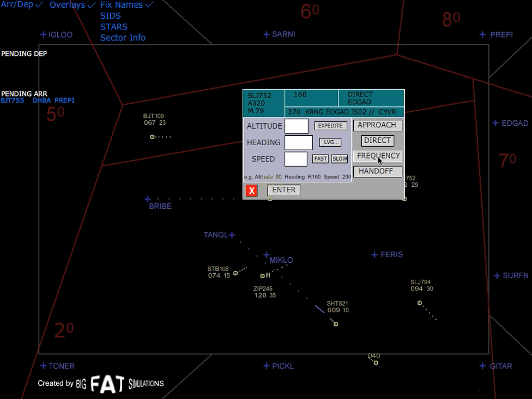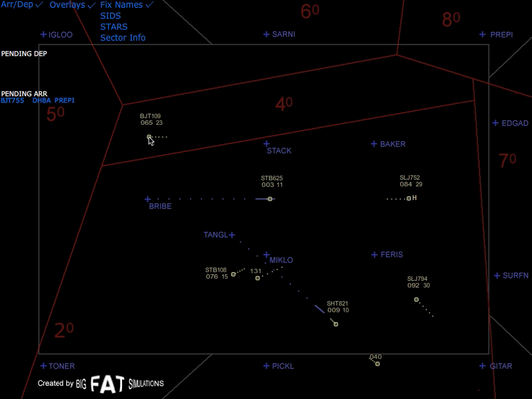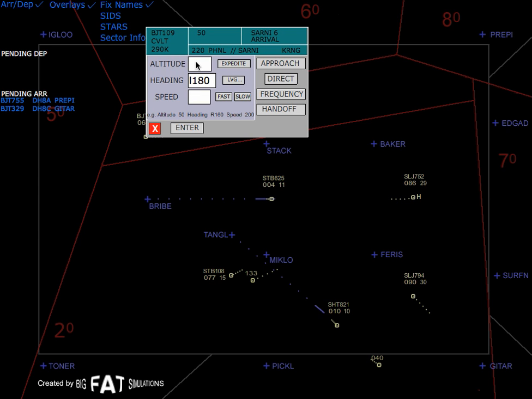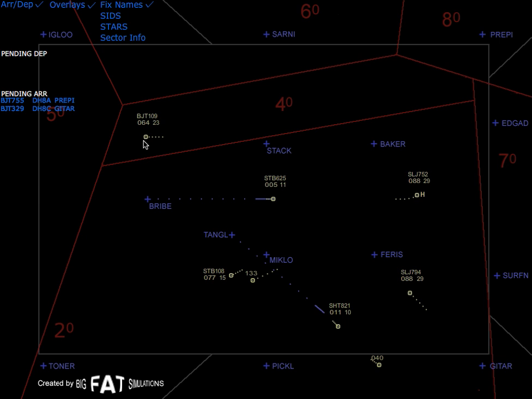I need to put this aircraft into a handoff as well. This aircraft, I'm going to get them into a base leg. I'm going to turn them left to a heading of 180, and I'm going to assign them 4,000 feet. And hopefully they hustle down and get down to about 3,000 feet for their ILS intercept.